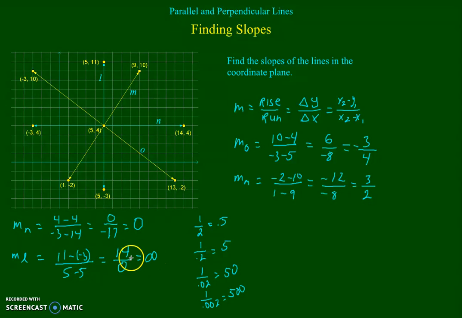So the slope of line L, its value is a non-real number. That's why we use the symbol infinity, because there is no number that represents infinity. Any number that you come up with, you can always come up with one greater than that, and that's the idea of infinity. So we say that the slope is undefined.